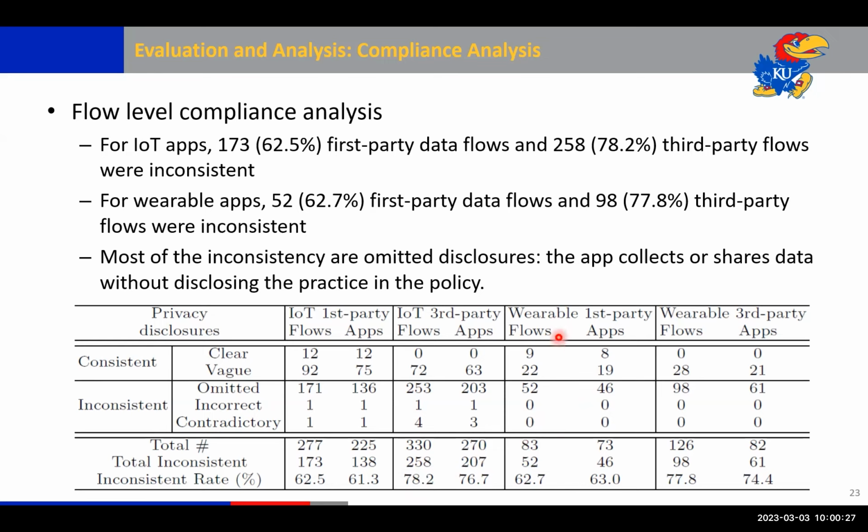Wearable apps, 62.7% data flows, first party data collection, they were inconsistent. They were collecting the data, but they were not disclosing in the privacy policy. For third party wearable apps, 77.8% were inconsistent, and the majority of the inconsistencies were omitted. They were not disclosed in the privacy policy at all.